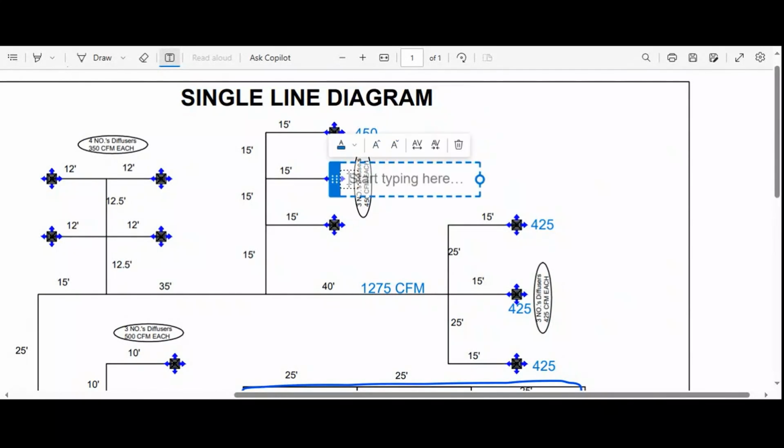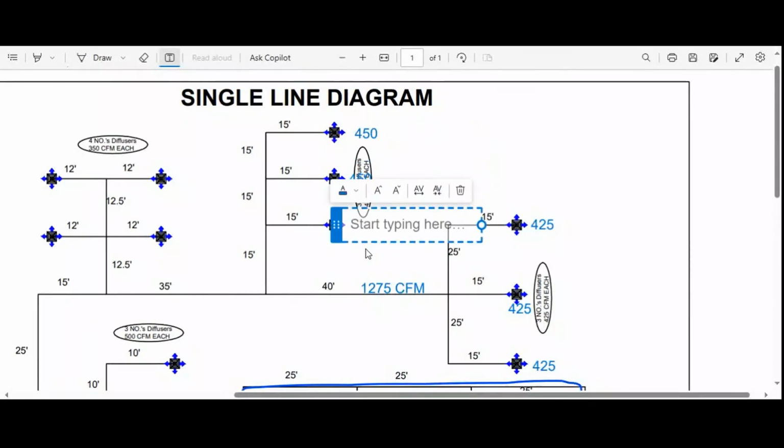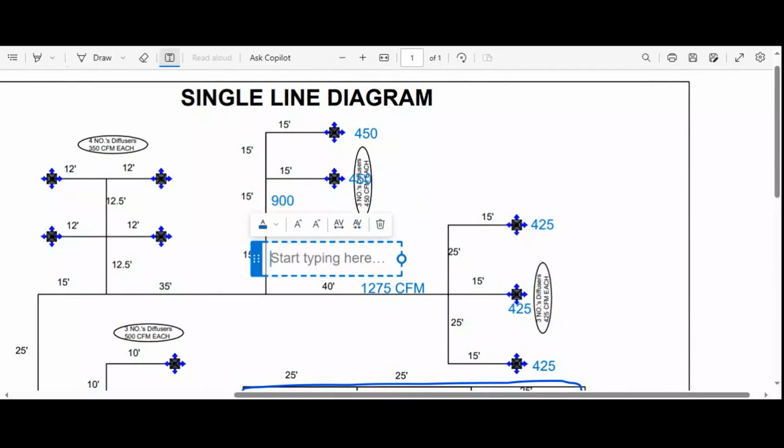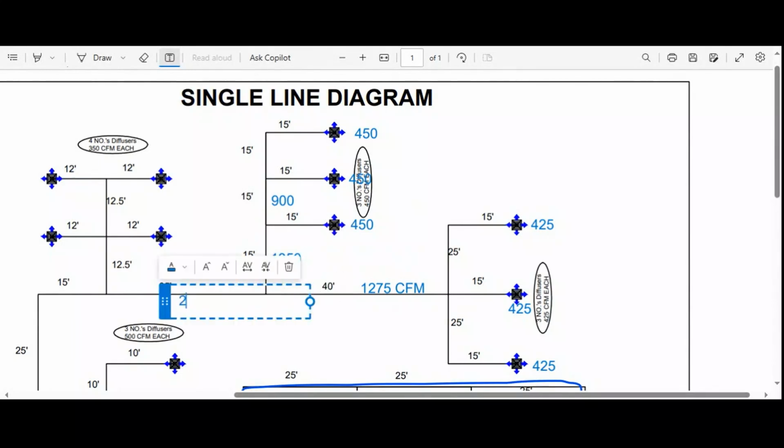450, 450, 450. So 450 plus 450 becomes 900. 900 plus 450, 1350. 1350 plus 1275, 2625. Got it? This is how you need to calculate total CFMs. Is it clear now? Yes.